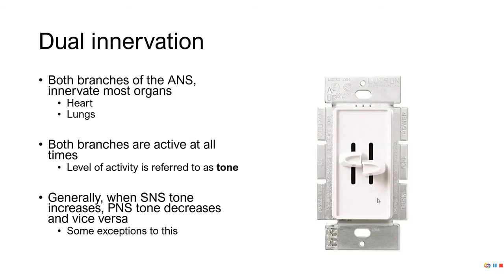Now, the sympathetic and parasympathetic experience what's called dual innervation. So both branches of the autonomic nervous system go to most organs, such as the heart and lungs, among others. They're always active, but they're not active to the same extent. And we refer to this level of activity as tone. Okay, and so I'm trying to show you this here with this little slider. So both sliders are on, but one is a little more on than the other, right? And so generally what happens is that, let's just say this is the sympathetic nervous system. So if this one goes up, this one will go down. Now that's not always the case, but generally it is.